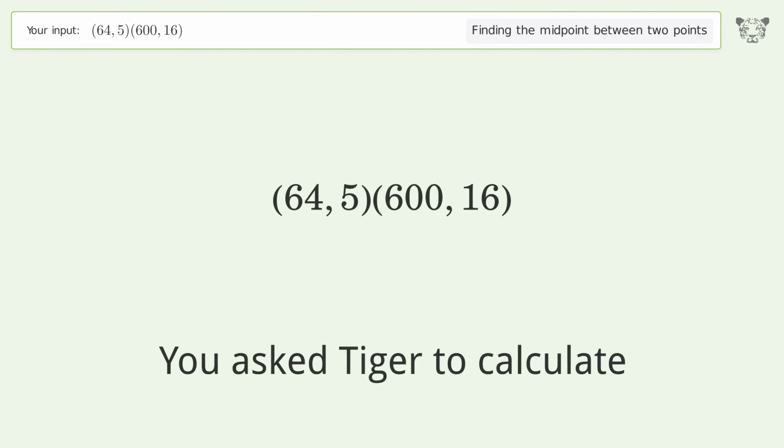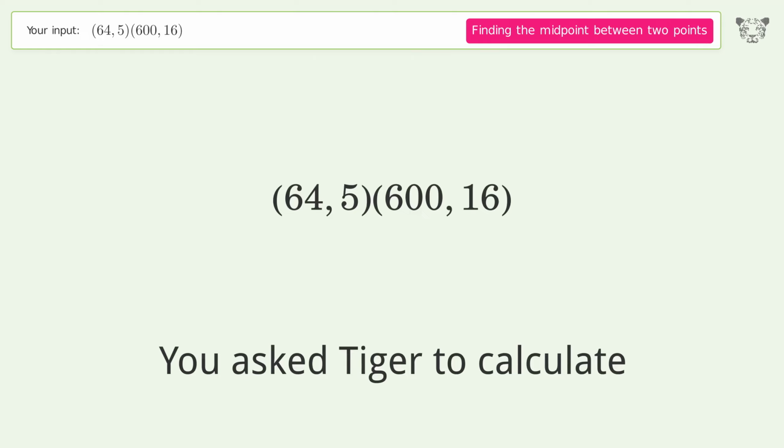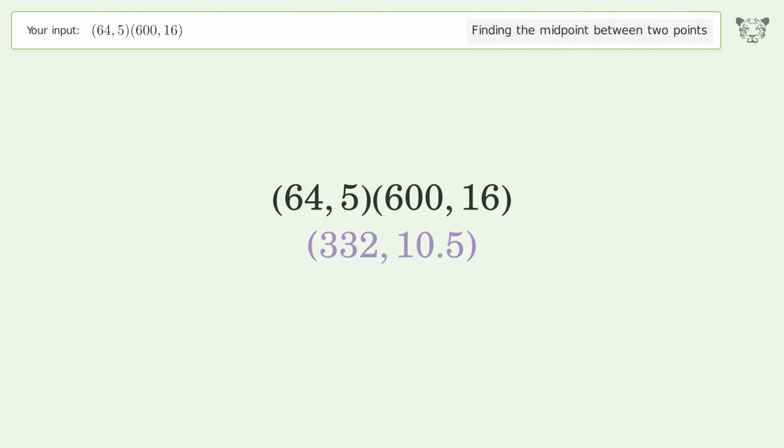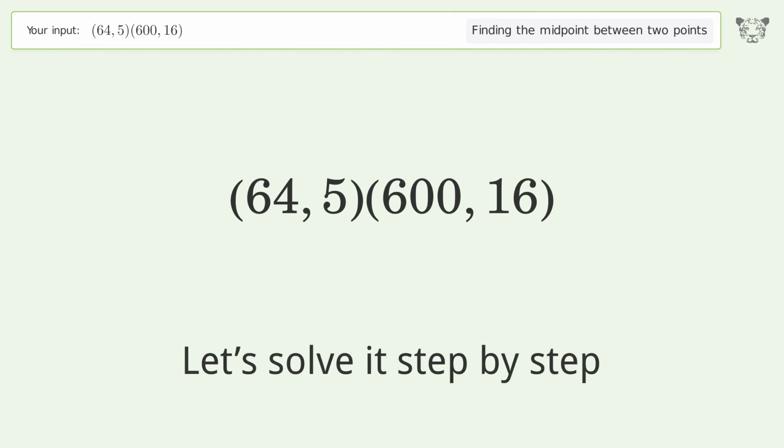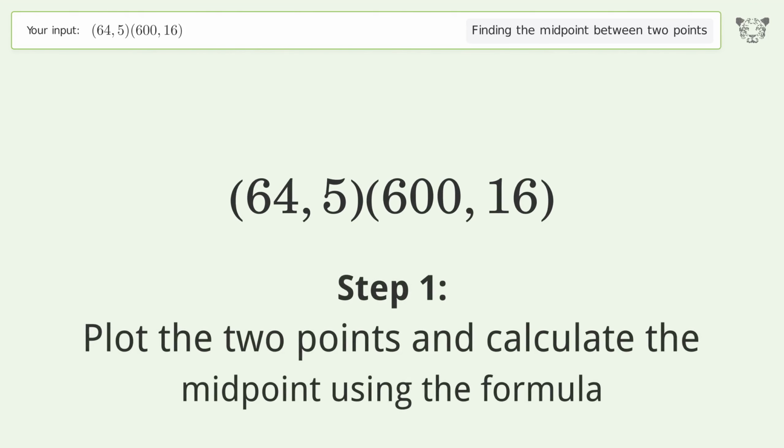You ask Tiger to calculate. This deals with finding the midpoint between 2 points. The midpoint between the 2 points is 332, 10.5. Let's solve it step by step. Plot the 2 points and calculate the midpoint using the formula.